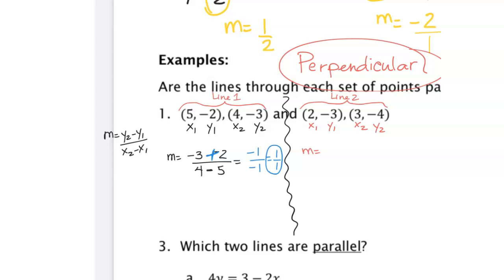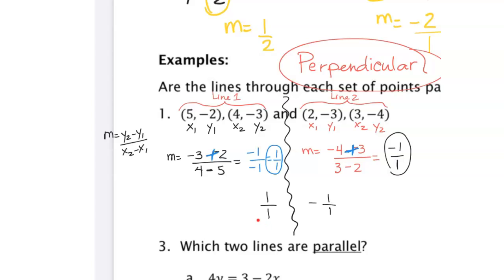So m equals -4 minus -3 over 3 minus 2. We are subtracting a negative, so let's add those two top numbers. So -4 plus 3 gives us -1 over 3 minus 2 gives us a +1. So in this case, we have a -1 over 1 as our slope. So you're comparing a 1 over 1 to a -1 over 1.